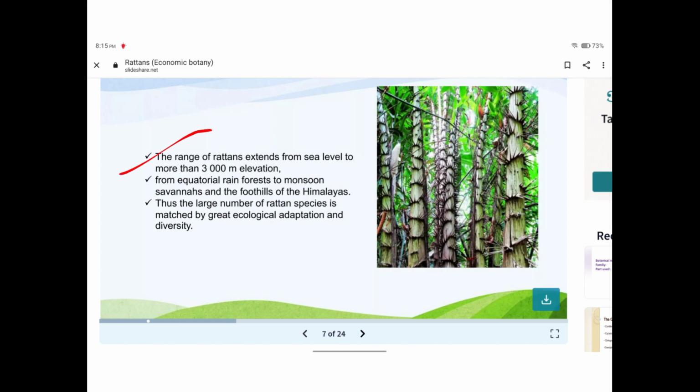The range of Rattan extends from sea level to 3000 meters. It means they are found at sea level and also at 3000 meters above sea level. Like they are found in the Himalayas also. They are also found in sea areas also. Okay.